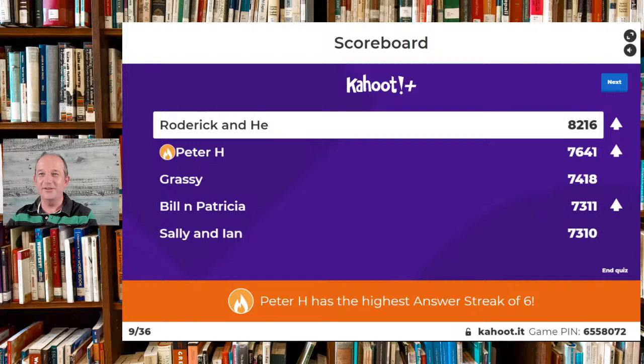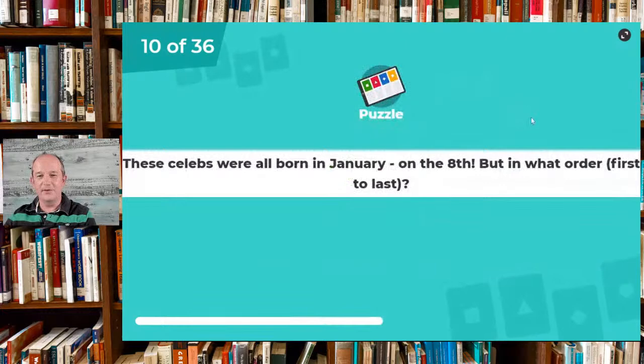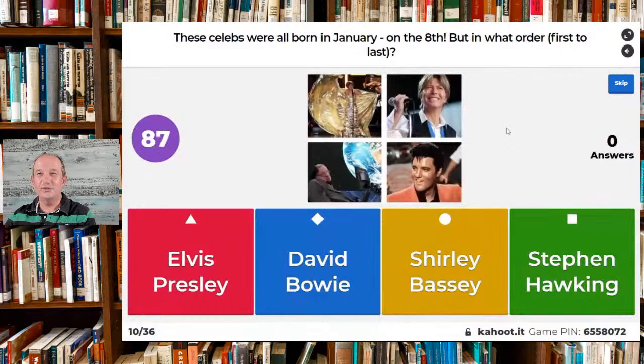And this is about January sales. Who's been out to them? And when was... No, I've got my questions in the wrong order. Darn it. All these people were born on January the 8th. But in which order? It's the first to the last. So who was born first out of this lot? Elvis Presley, David Bowie, Shirley Bassey, or Stephen Hawking? So who was born first there?